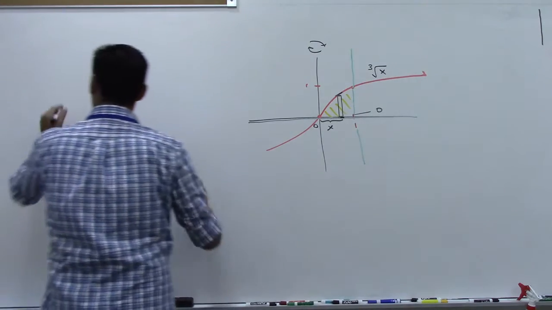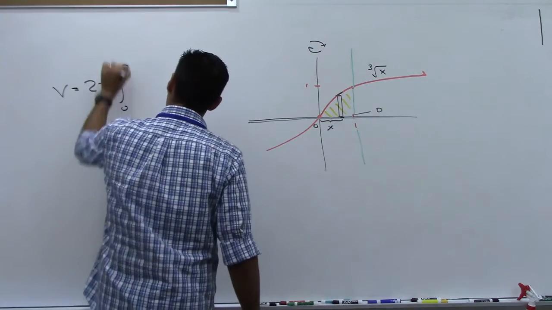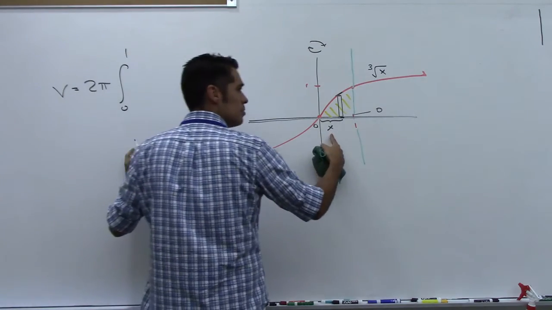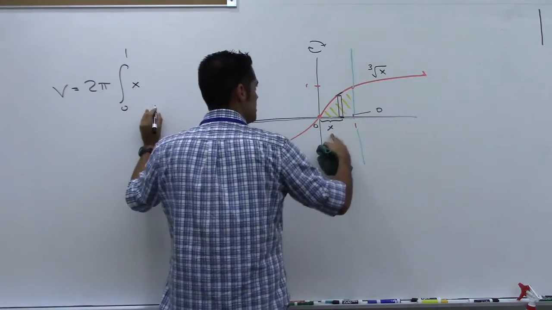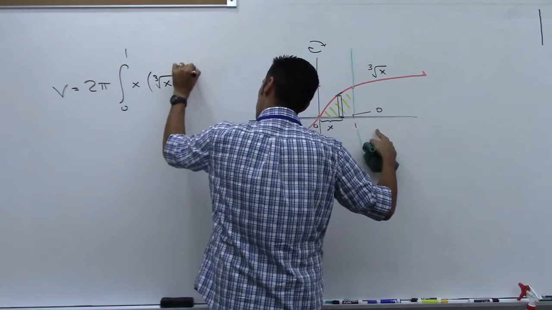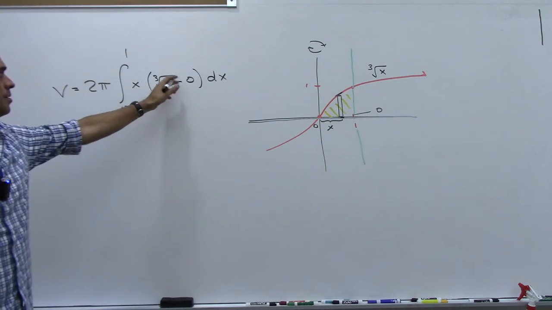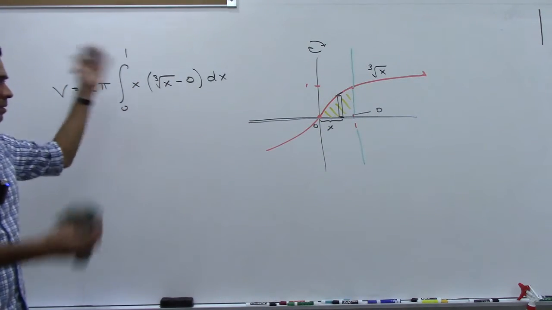We're going to have volume equal to 2 pi, integral from 0 to 1 of the radius, which we said is x, times f minus g, so f of x, the top function, minus the bottom function, dx. And then you can just get rid of the 0 and multiply those together and then integrate and you're done.